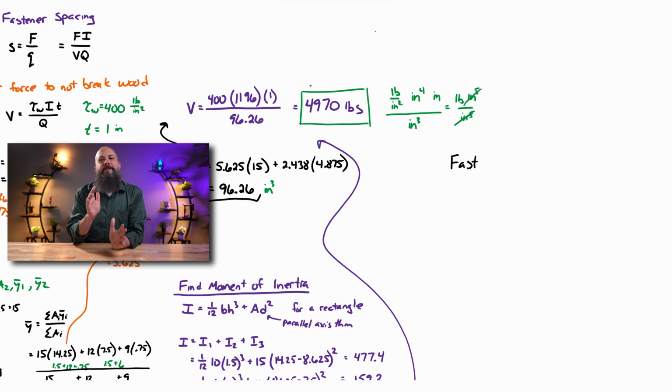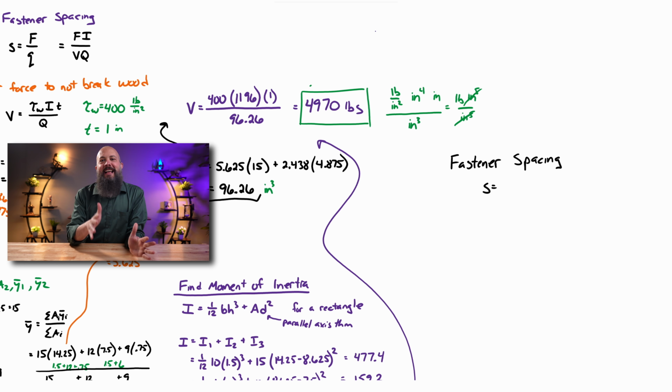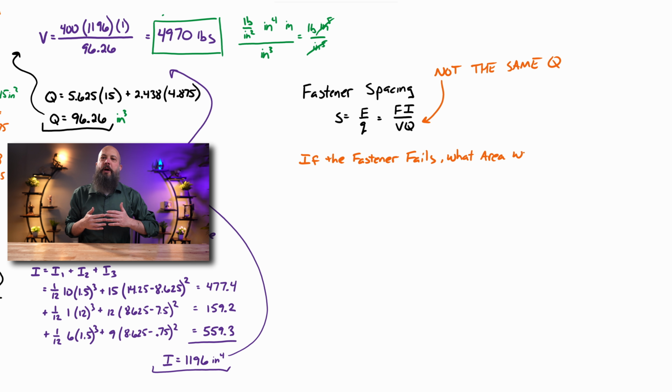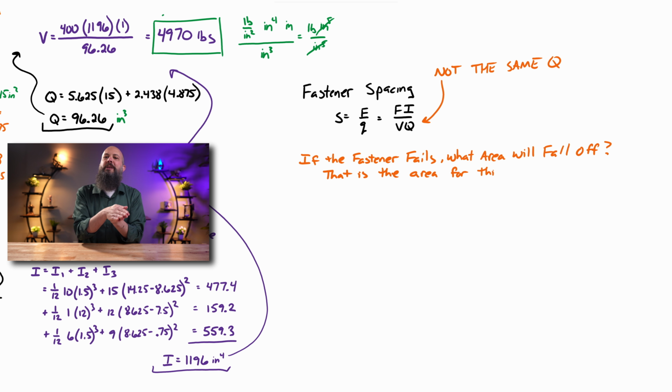So moving on, fastener spacing, last step, maybe, probably not. S is equal to Fi over VQ. Now, finding Q was such a pain to do the first time. Unfortunately, this is not the same Q that we solved before. Capital Q, when we solved before, we were worried about the wood breaking. So we solved for Q right at the centroid, the place where shear was going to be a maximum.